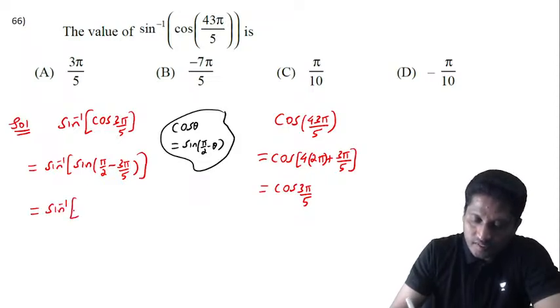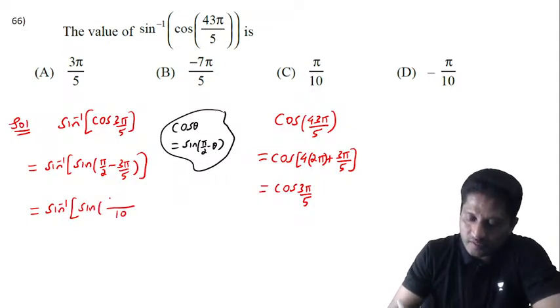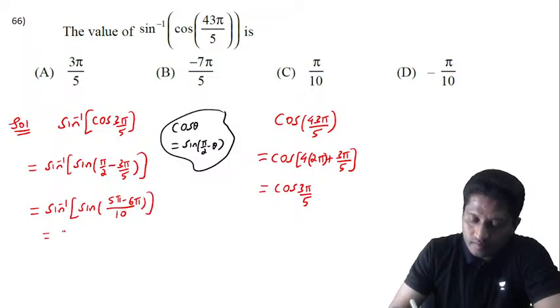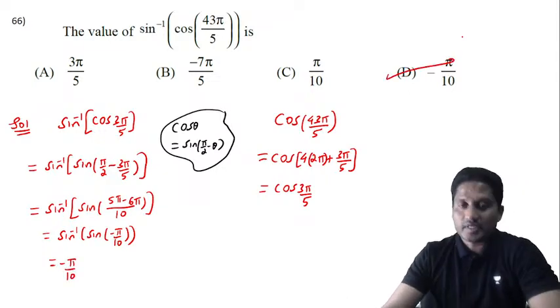Sine inverse of sine of, LCM is 10. If you cross multiply, you get 5 pi minus 6 pi. Sine inverse of sine of minus pi by 10. Sine inverse of sine theta is theta. You get minus pi by 10. Answer is option D.